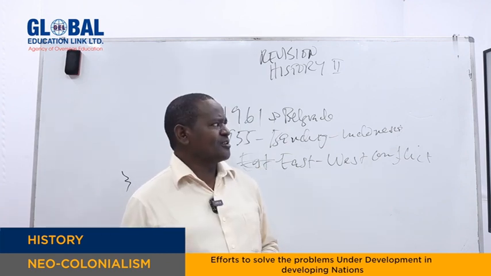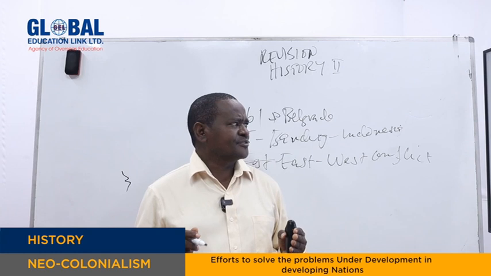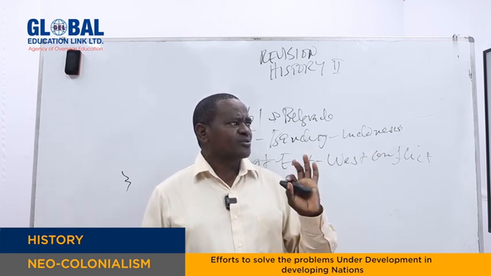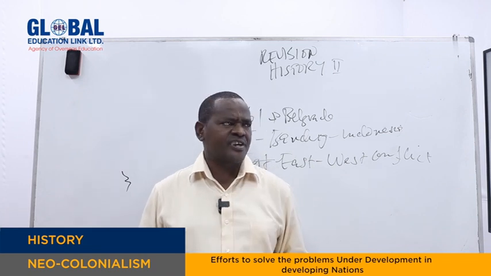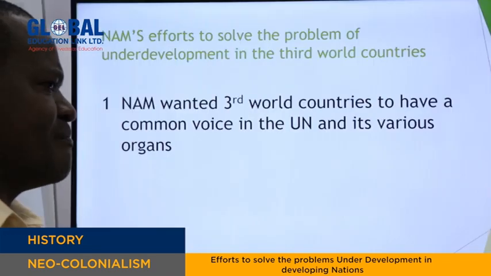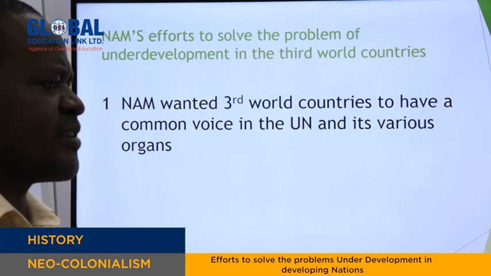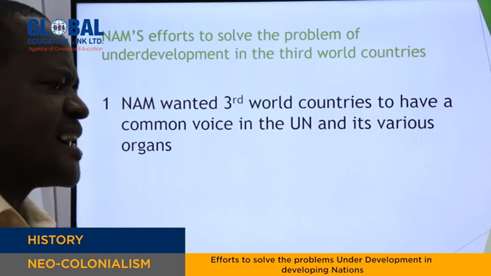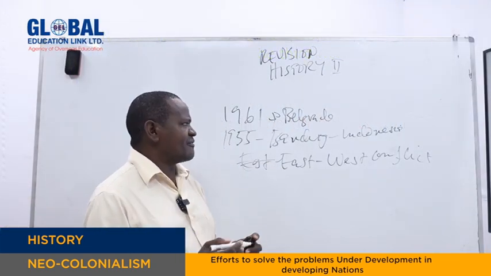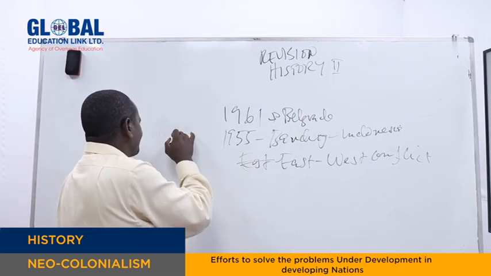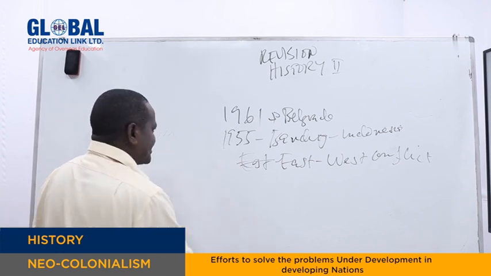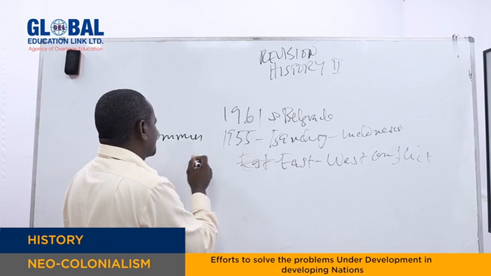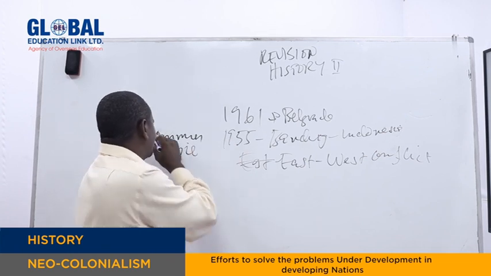My dear students, let's now look at NAM's effort to solve the problem of underdevelopment. What is the contribution of the non-aligned movement to solving the problem of underdevelopment of the third world countries? The first way NAM contributed is by calling the third world countries to have a common voice. By common voice here, we are referring to having one say in the international platform.